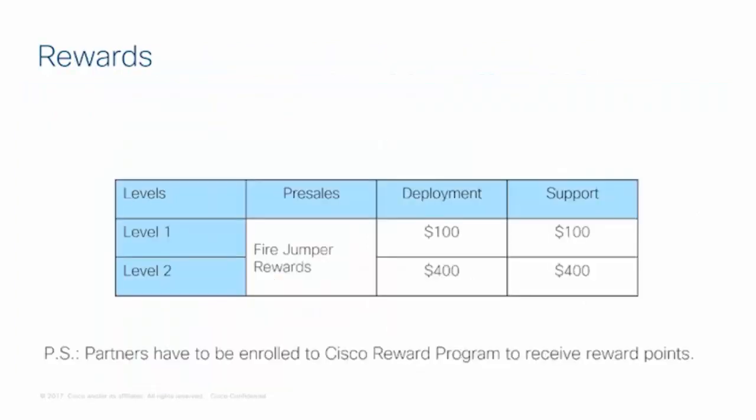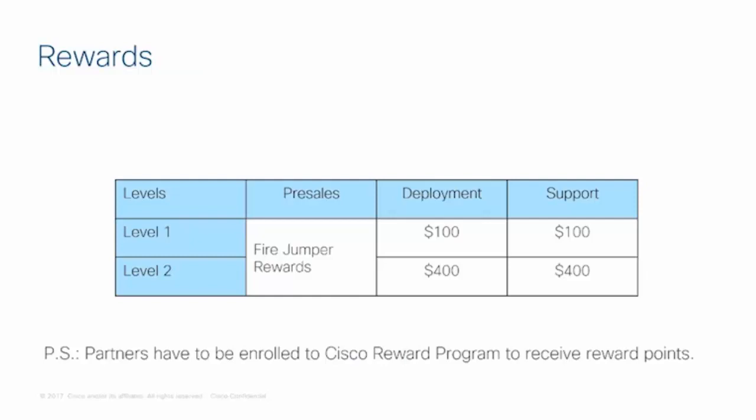Let's go to rewards. These are the rewards which we will be providing to our partners. This will be specifically for partner engineers who will clear the test. It will not go directly to your partner companies. For anyone who is clearing level 1 in deployment, it's $100. Level 2 is $400. For support, again, it's $100 and $400.